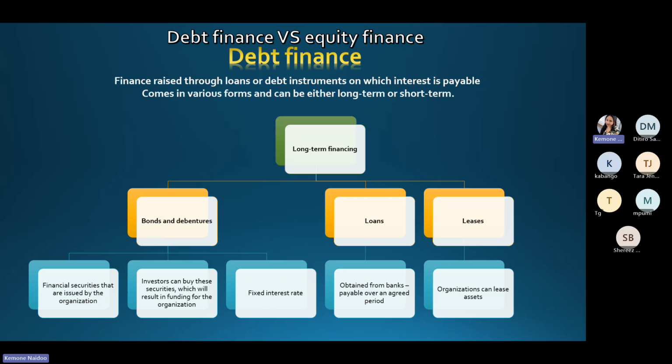So you can have long-term financing, which deals with loans, leases, and bonds. So you are looking at anything that you'd have to pay interest on. When you obtain a loan from a bank, for example, you usually have an agreed amount that you are paying back over time with additional interest.